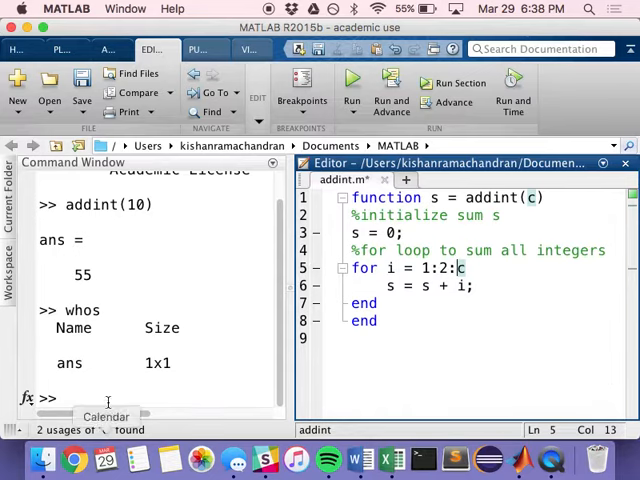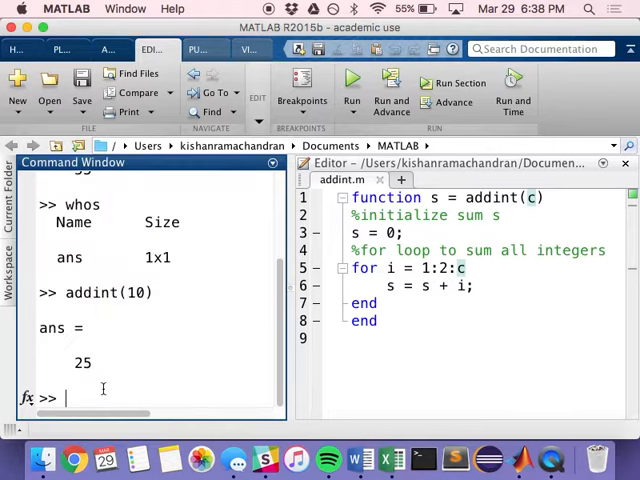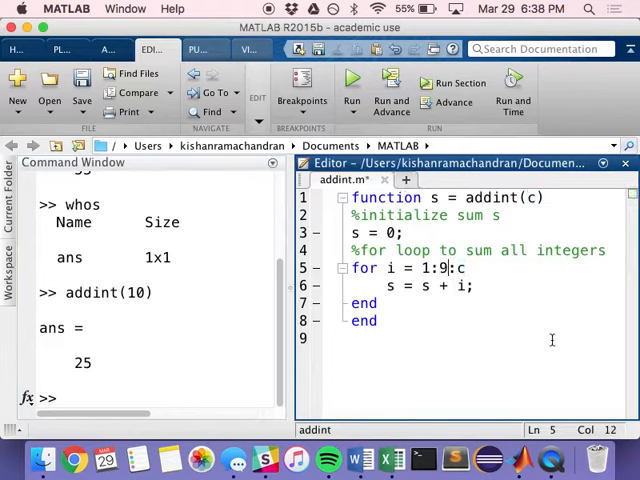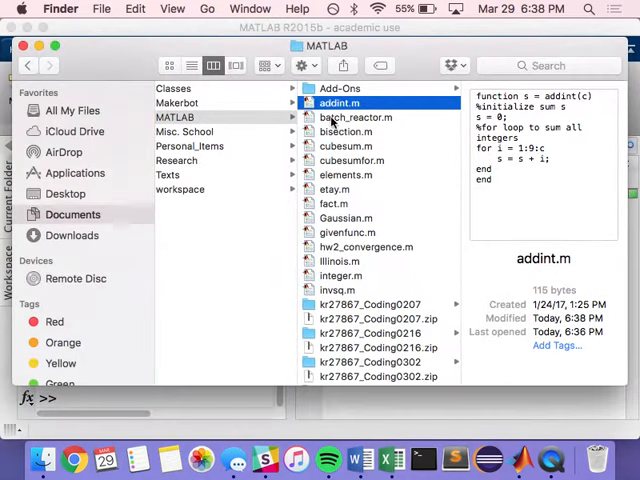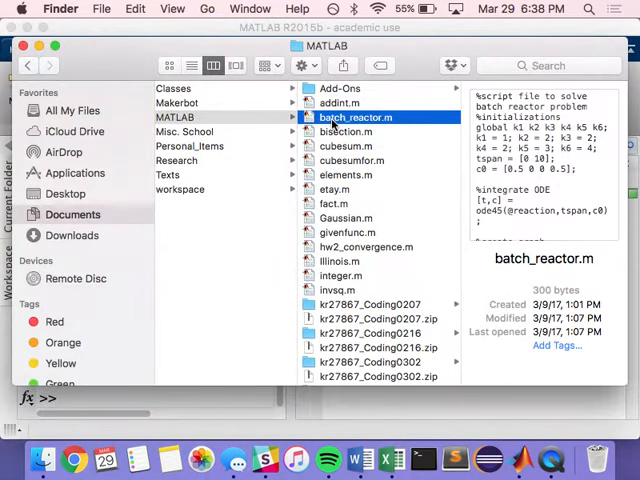So I redid this. 25, because it skips every other one. Got it? And if I did 9, I think, you get 11, because it would do 1 and 10. Good? Okay. So that's our quick little refresher on loops.